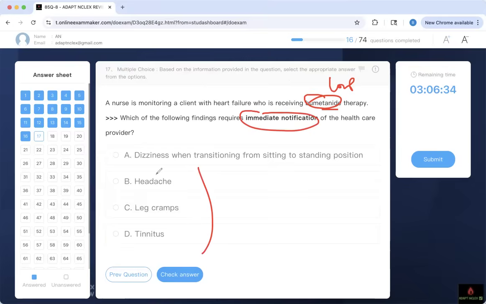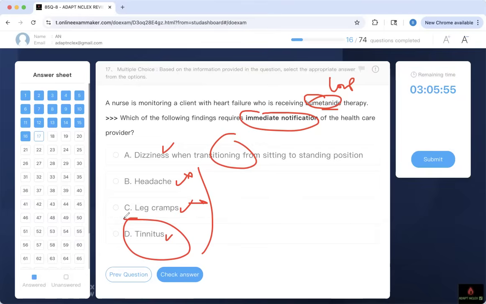All of them are not good. Dizziness is not good. Headache is not good. Leg cramp, never good. Tinnitus, never good. But which one? You've got to do something right now, otherwise you're going to cause damage to the patient. For dizziness, you can tell them to transition from one place to another slowly. Headache may be dehydration. Leg cramp may be an early sign of what? Potassium. But this, if you don't do anything right away, hearing damage. So the ototoxicity associated with that is very dangerous.